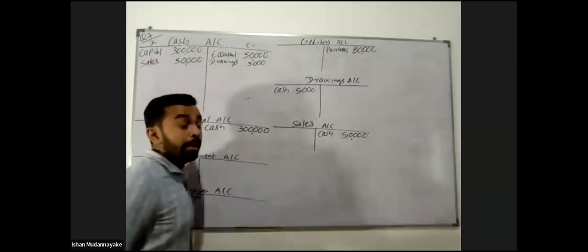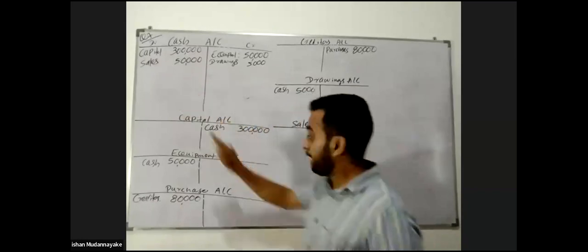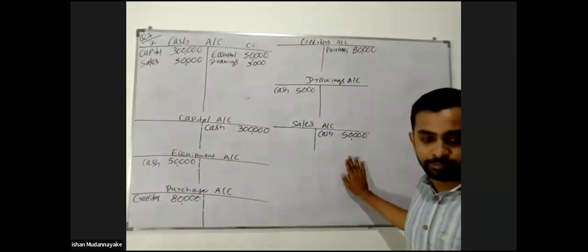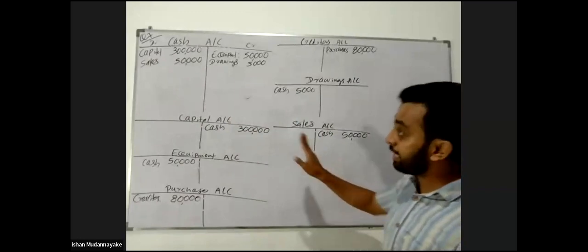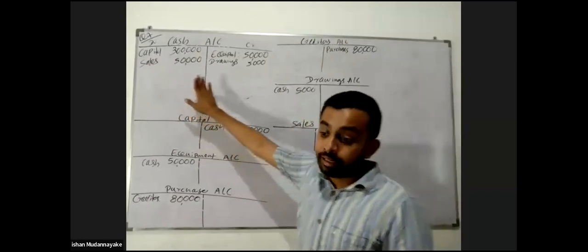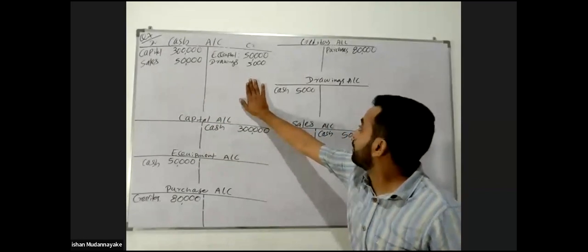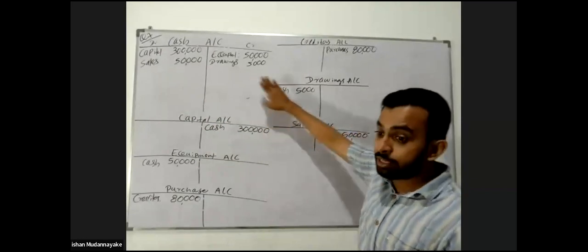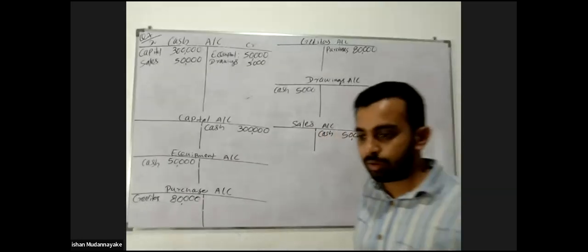Sales account 50,000. Every transaction has a dual impact. Increasing asset account debit, increasing income account credit. Income accounts credit. Increasing asset account debit. Decreasing asset account credit. Increasing liability account credit. Okay? Right. Look at the sixth one.